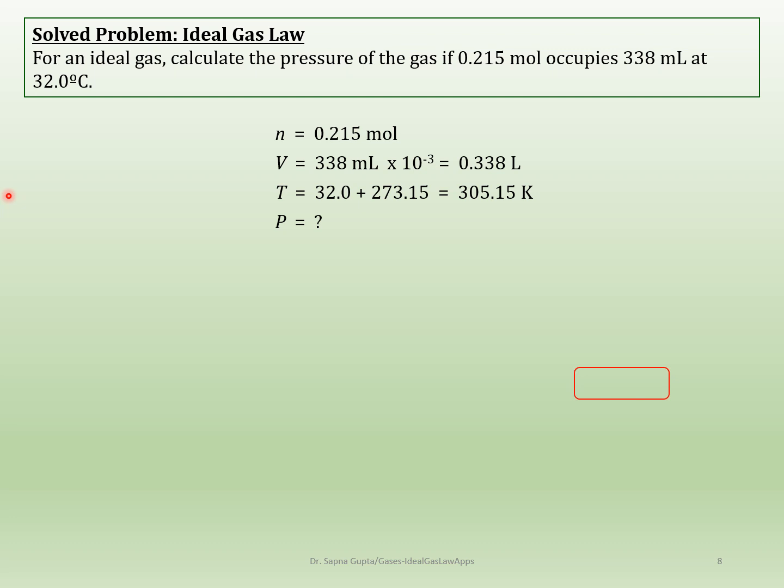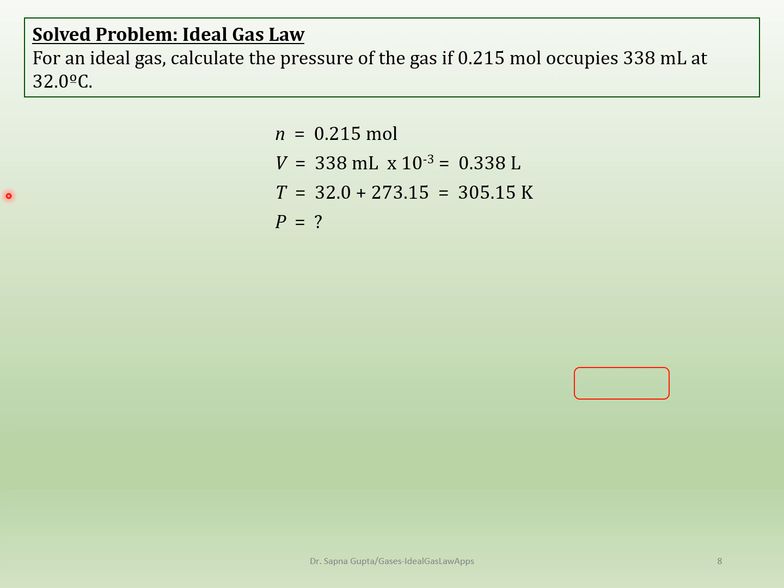So for an ideal gas law, calculate the pressure of a gas if 0.214 mole occupies 338 milliliters at 32 degrees Celsius. So first of course, here are your numbers. Okay, so the moles are given to us. Volume is given to us in milliliters. So convert that to liters. Temperature, convert that to Kelvin.